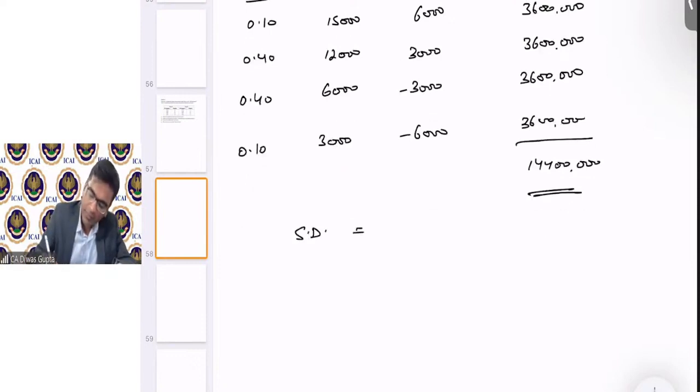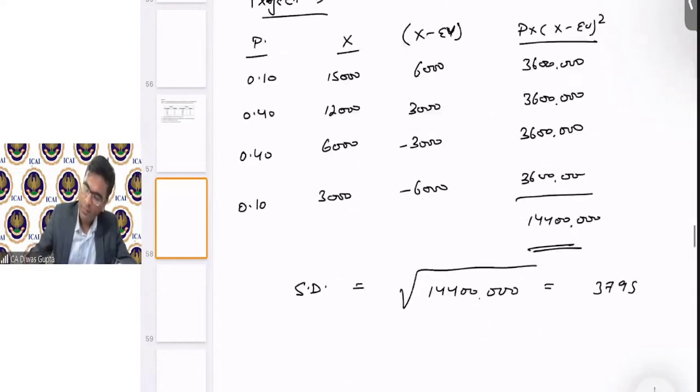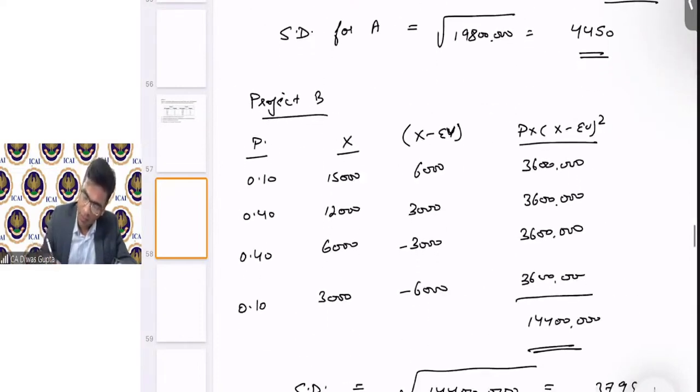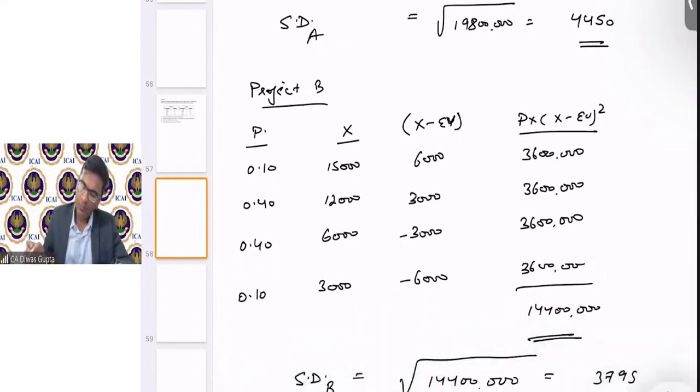Standard deviation becomes under root of 1 crore 44 lakhs, which is 3795. Perfect. So this is the standard deviation for project B. This was for A. Okay. I hope till here we are clear.